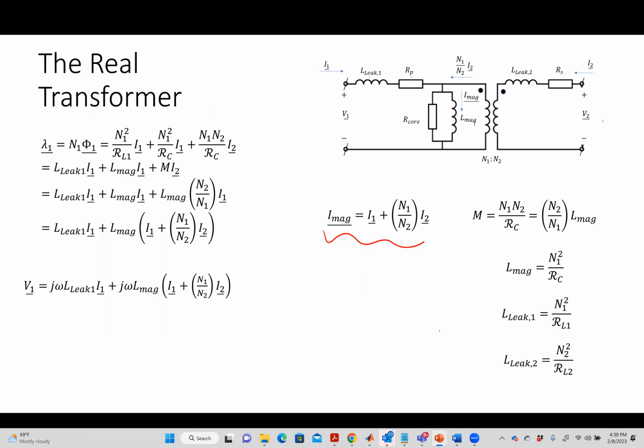Musa does, though. So yeah, the current going through the magnetizing inductance goes through just the magnetizing inductance. Just goes through the magnetizing inductance. Okay. And yeah, this is kind of arbitrary.